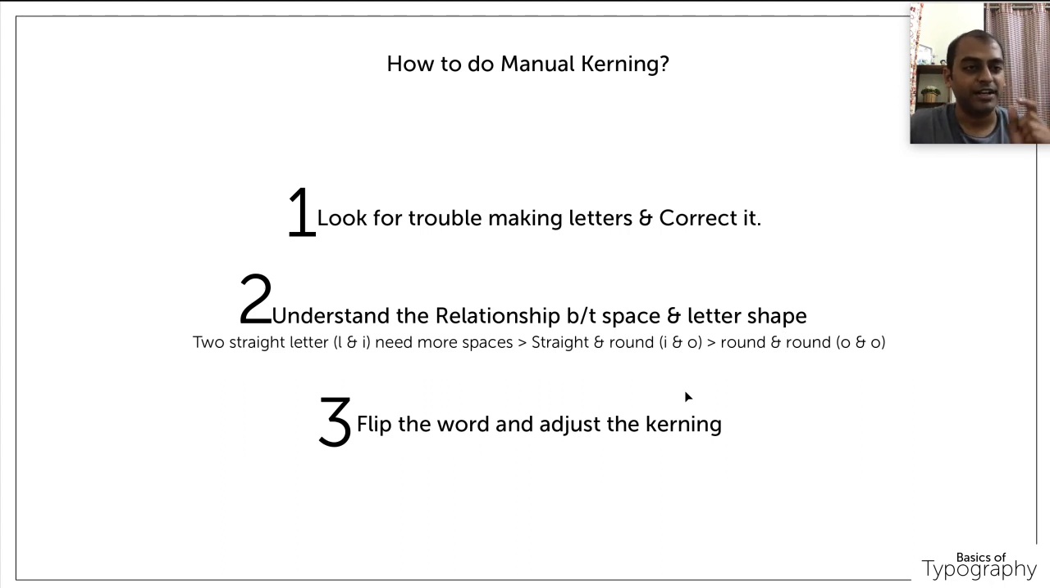For that we need to understand the second rule, which is to understand the relationship between space and letter shape. That's what I mentioned as the area of the character. For example, if there are two straight letters, they need more space compared to a straight and round letter, compared to a round and round letter. For example, D and L need more space compared to I and O, and compared to O and O. That is the second thing. So understand this logic and allocate space appropriately.